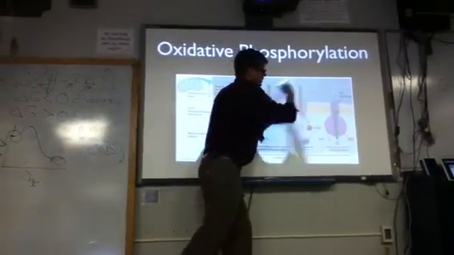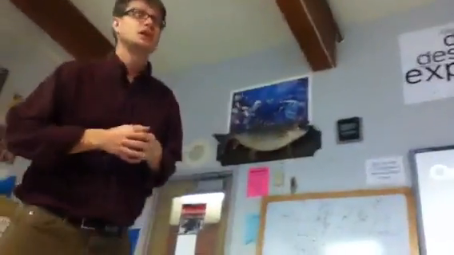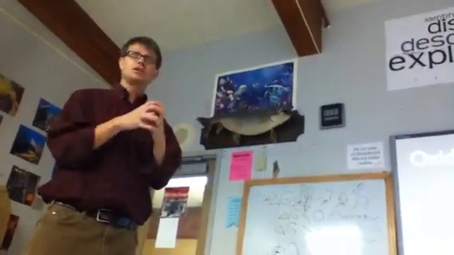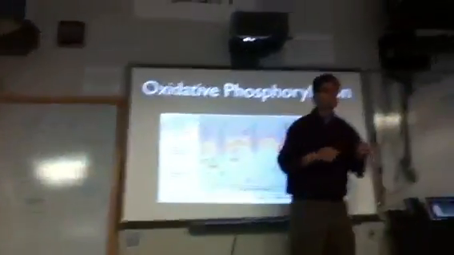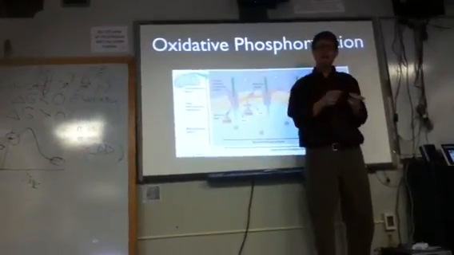Now we got a bunch of protons out here. Where are they going to go? The only place they can go through is ATP synthase. And as they do that, that's where we make the ATP. Now let me block for a second. Let's finish it out. You can't see it now. We've got the electron transport chain over here. What happens at the end?